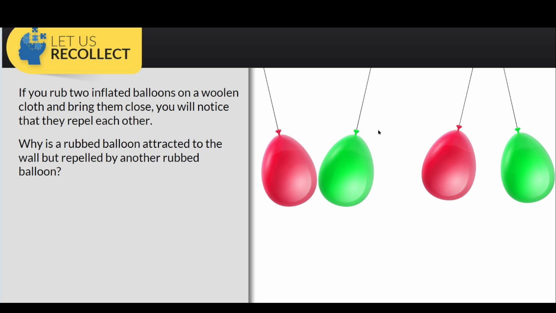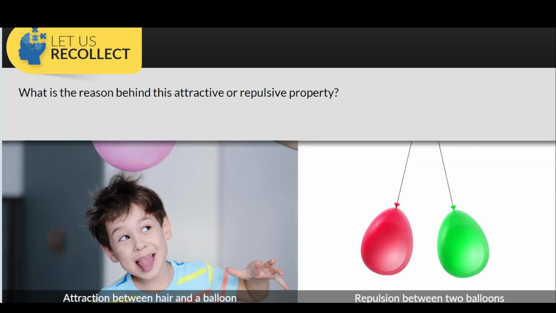Again, there is a similar kind of activity. If you rub two inflated balloons on a woolen cloth and then bring them close, you will notice that they repel each other. So why is a balloon attracted to the wall but repelled by another balloon? To answer these questions, we will be going through these slides, and at the end of this session you will be able to answer yourself why this is happening.